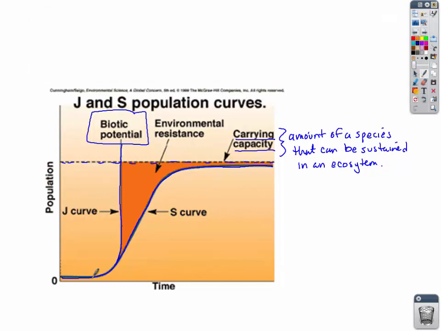So what's going to keep that number down? What's going to make this J-curve into more of what we're going to call an S-curve? Environmental resistance. That's represented here in this graph. That could be predators, disease, lack of food, any type of environmental resistance that's going to slow the population and keep it at or near the carrying capacity. So that's called the S-curve. And that's more or less what happens in nature.